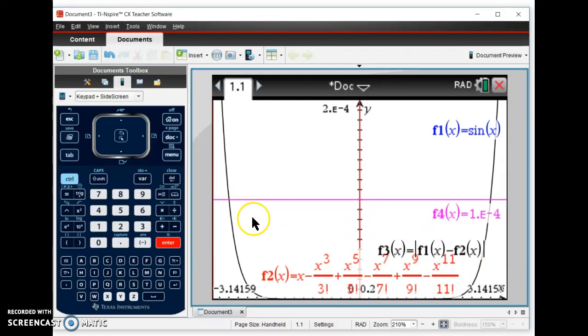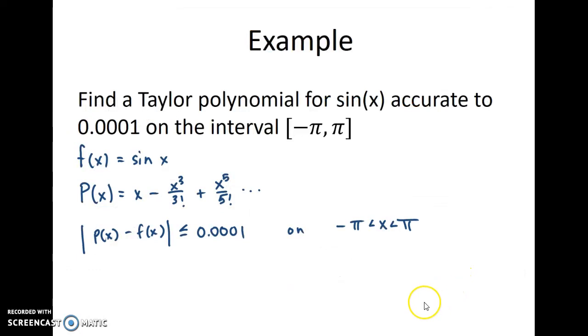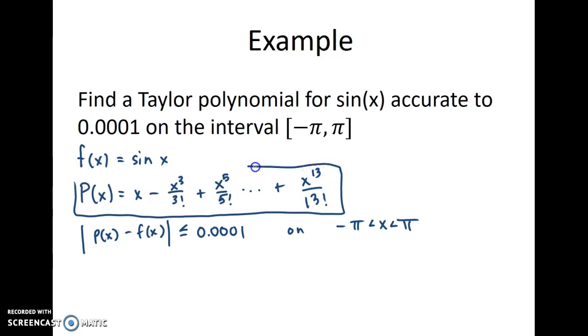So the polynomial I would need to use to approximate sine of x on this interval in order for my error to be small enough would be a 13th degree sine of x polynomial. So this would be the polynomial with that x to the 13th term back on. Okay, so the answer to the question is this function all the way out to x to the 13th over 13 factorial. If I use this polynomial for any x between negative pi and pi, my error is going to be smaller than 0.001.